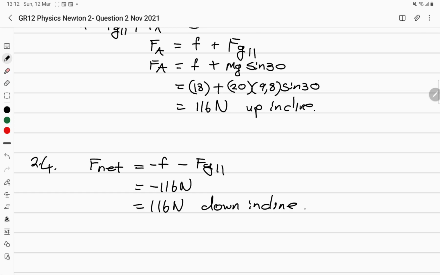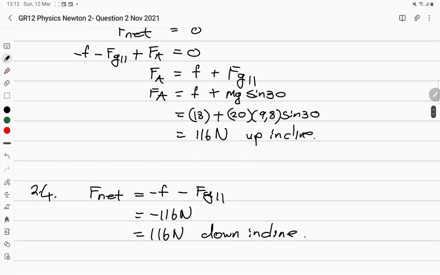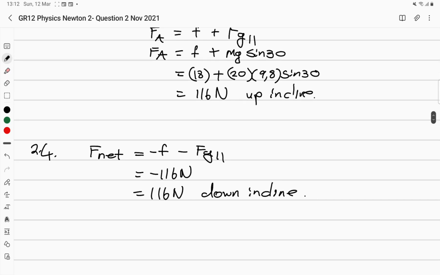You can work all of it out again, but remember, because the F net is 0 in the previous question, if you have 116 newtons going up the incline, you have to have 116 newtons going down the incline, because you have an F net of 0, the force is balanced. So by logic, you can just figure that out.